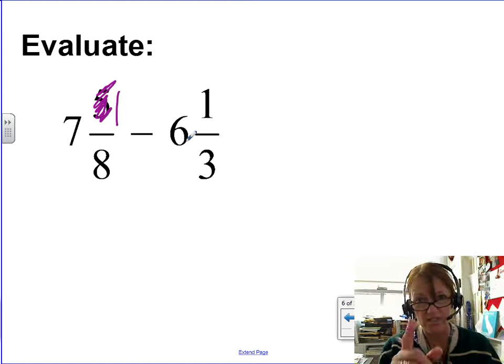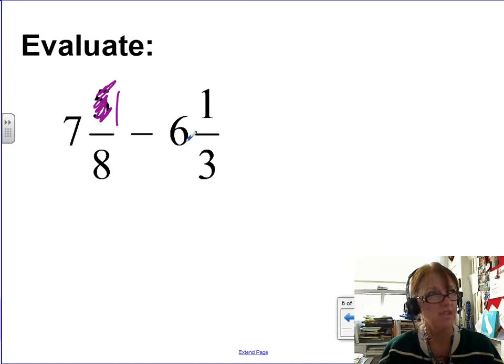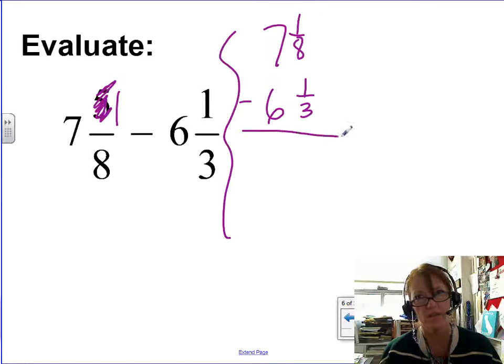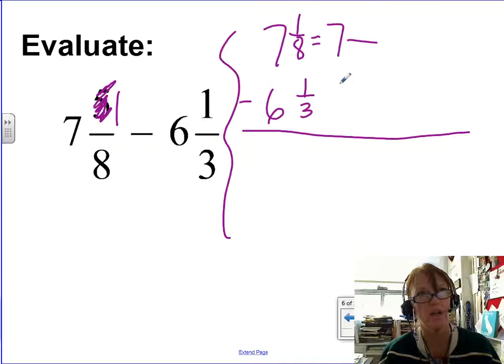Now, when I originally set this up, I had written this differently, and I realized, oh, I don't want it. I want 7 and 1/8 minus 6 and 1/3. So let me just do it this way. 7 and 1/8, minus 6 and 1/3. This will work. All right, here we go. First thing I want you to do is get a common denominator. I don't have that yet. Eighths and thirds. Change them to 24ths.